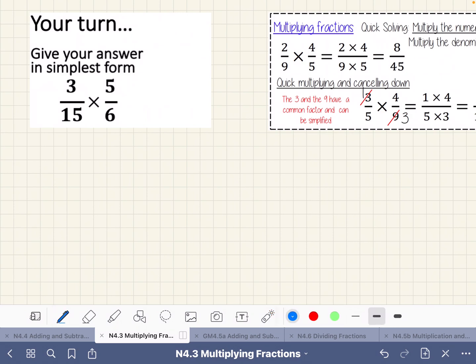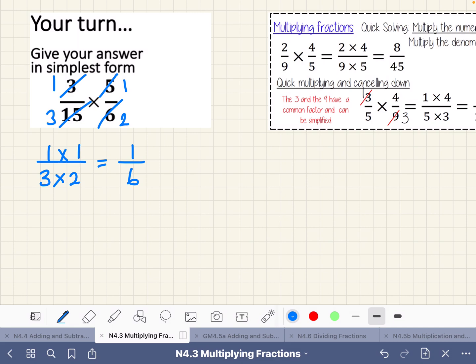Okay, so cancelling down way, we would have 3 goes into itself once, goes into 6 twice. 5 goes into itself once, goes into 15 3 times. No other values will go in diagonally or top to bottom. Therefore, we are left with 1 times 1 and 3 times 2, giving us an answer of 1 over 6.